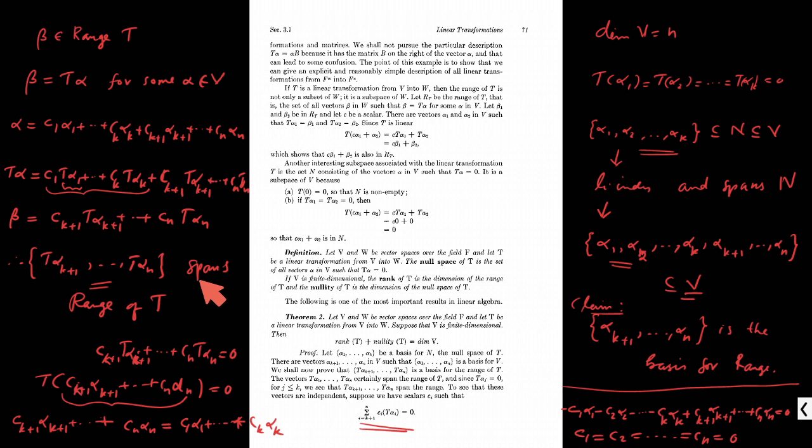So this spans S and this spans the range of T, and these are linearly independent. So this forms a basis for the range of T. Therefore, the dimension of the range of T is the number of elements of this. We have assumed the dimension of the null space as k and the dimension of the range, that is rank T, we have proved is n minus k. Consequently, this sum is n, which is equal to the dimension of V. So this proves the rank nullity theorem.